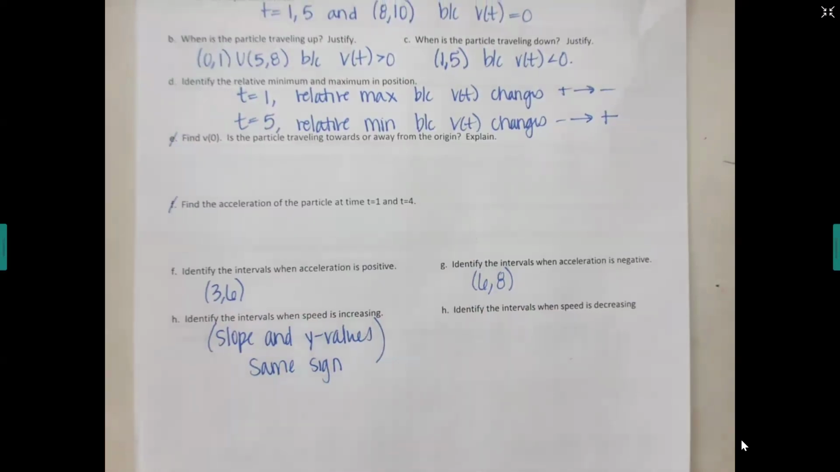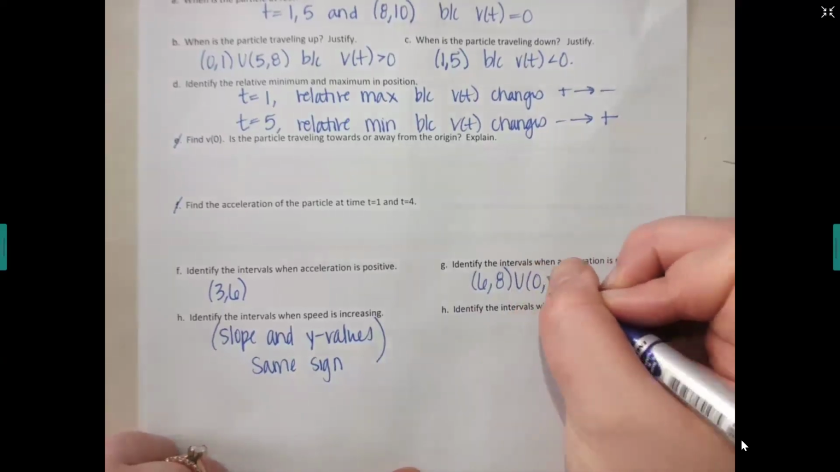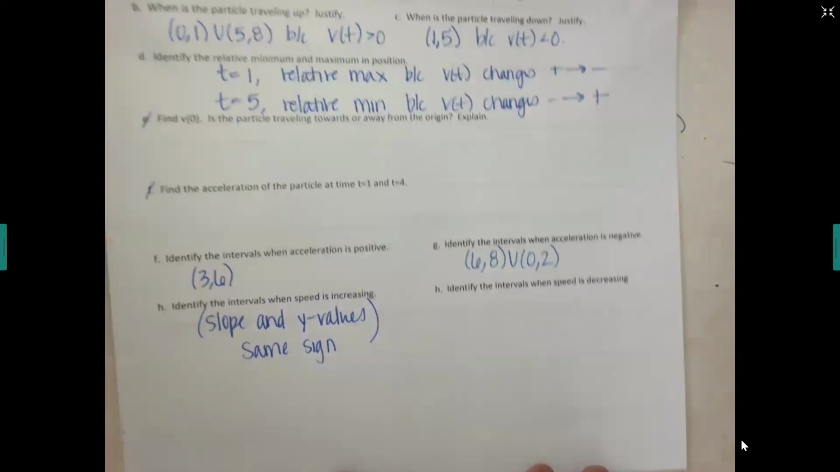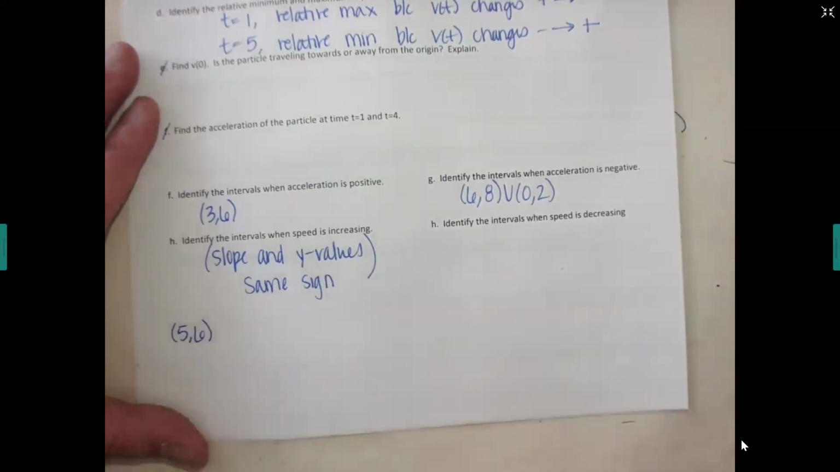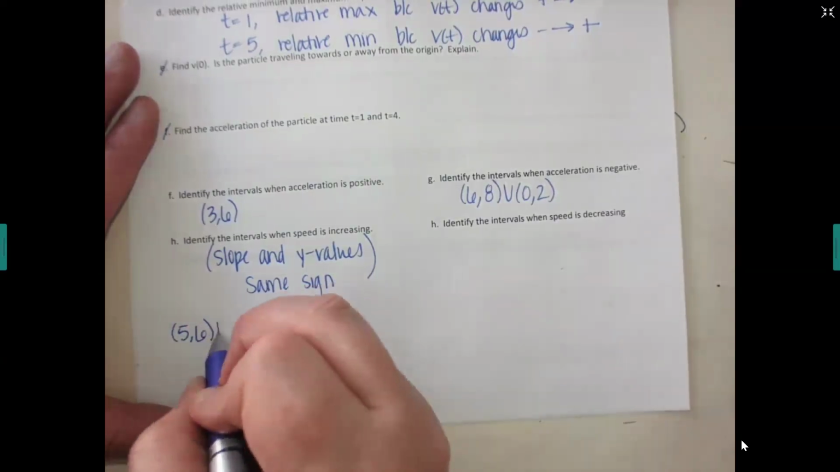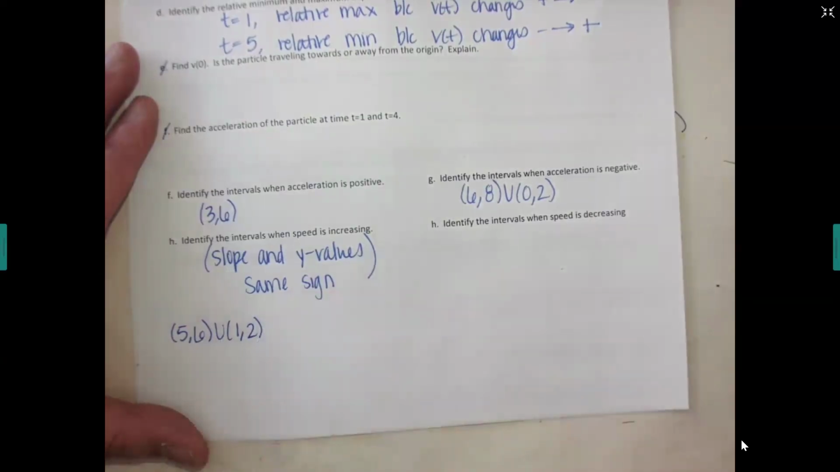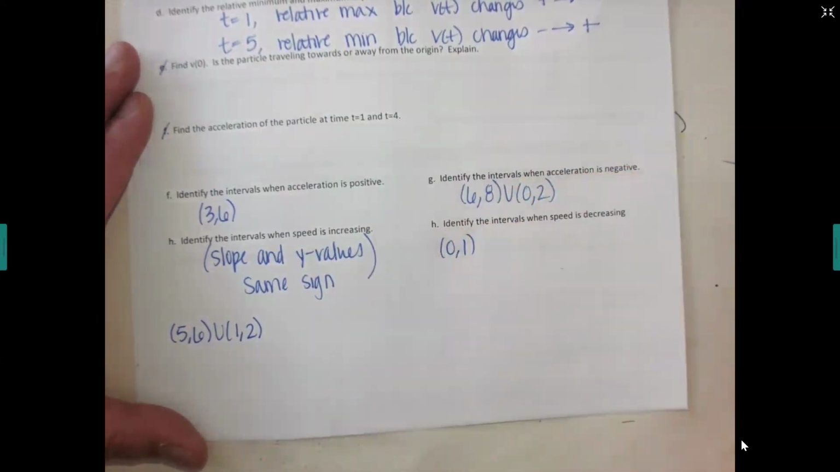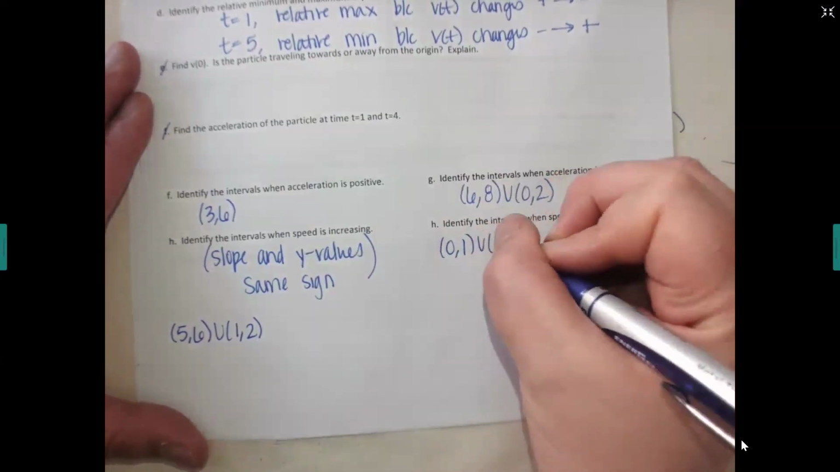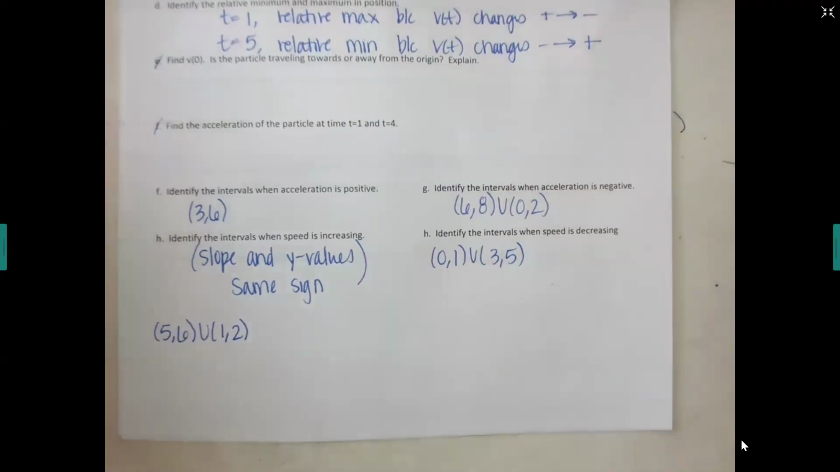Isn't 0 to 2 also negative for acceleration? Oh, I didn't see that. Yes, you're right. Thank you. So we would want above with a positive would be from 5 to 6. And then below with a negative would only be from 1 to 2. Is that correct? Okay. And then speed would be decreasing from 0 to 1 because you're above with a negative, and then 3 to 5 because you're below with a positive, and then 6 to 8.